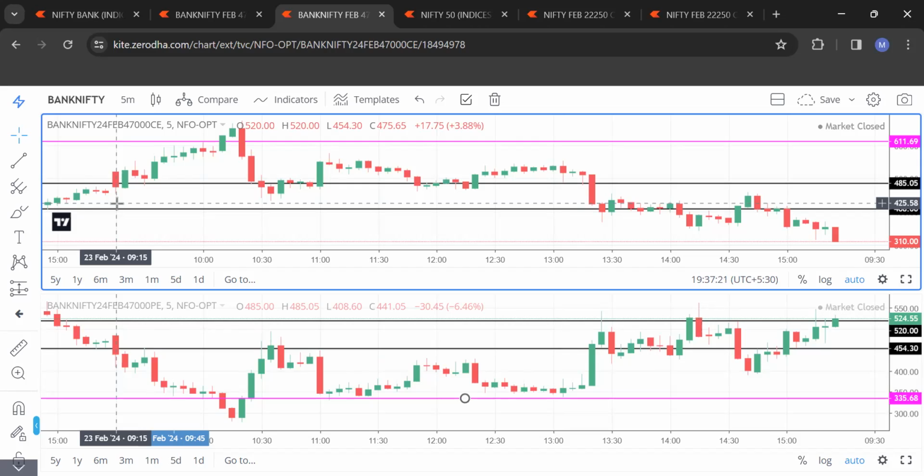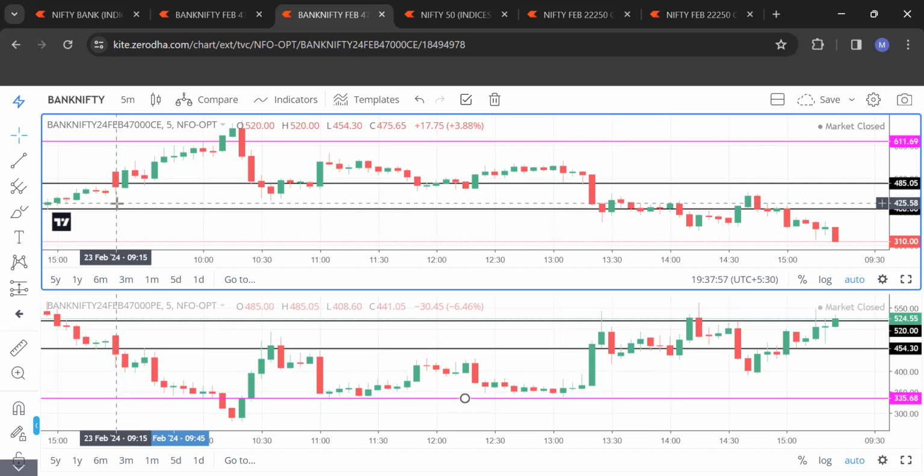520 is from the call side, 408.60 is from the put side. So you add them: 520 plus 408.60, this is the cube root method, gives 928.6. I will divide it by 2, so it's 464.3. Then I get the cube root of 464.3.